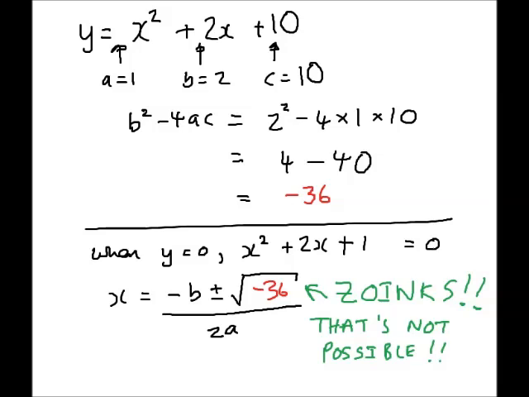If b squared minus 4ac is less than 0, then there won't be any real square roots of the discriminant, because I can't multiply anything by itself to get negative answers.